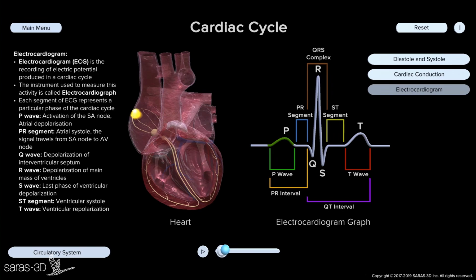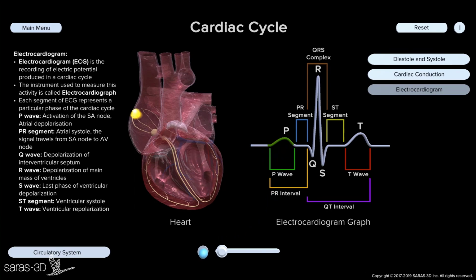Now this electrical activity is recorded as the P wave. Here you can see that when the signals are generated at the SA node, they make both the atria contract. This is responsible for the generation of the P wave.